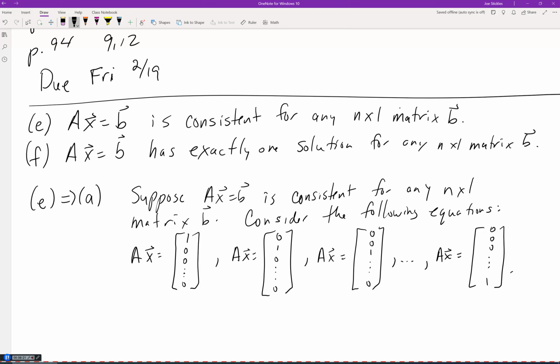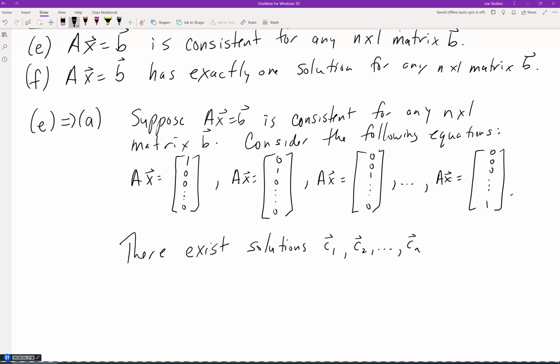So according to what we're supposing here, we can solve each of these equations that I just wrote down, right? I can certainly solve each of those equations. So I'll just write down that there exist solutions. I'll call them X1, I'm going to call them C, C1, C2, out to Cn, for each of the respective equations.